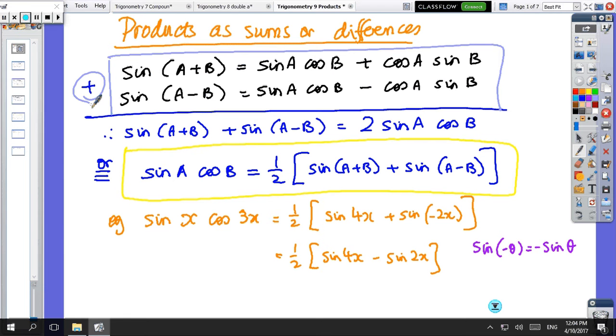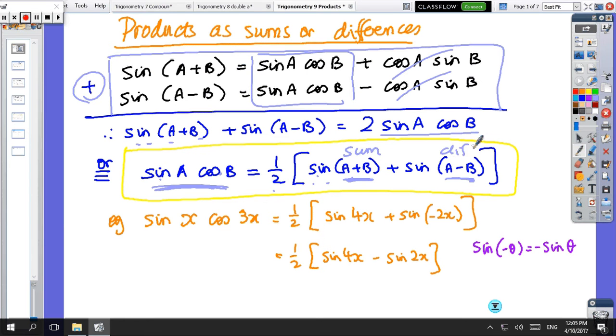So when I add these lines, the left-hand side equals that, but on the right-hand side, these two cancel out. So I just end up with 2 sine A cos B, because these two numbers can be added together. And so, looking at it from right to left, if you've just got sine A cos B, you've got a half of the sum and the difference, okay? So if you've got sine times cos, you end up with a half of sine the sum, so this is the sum, and this is the difference.